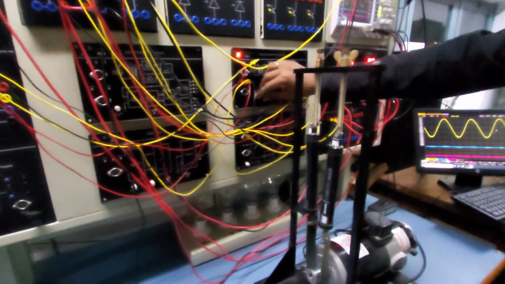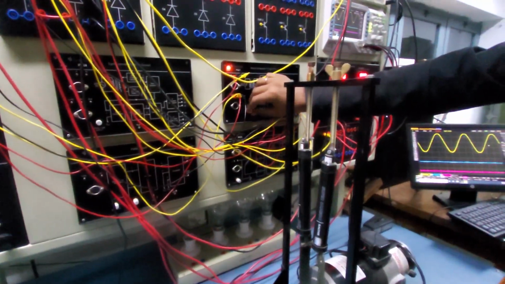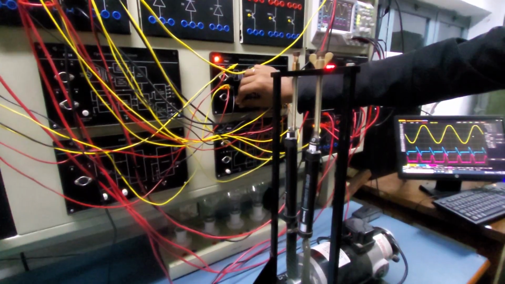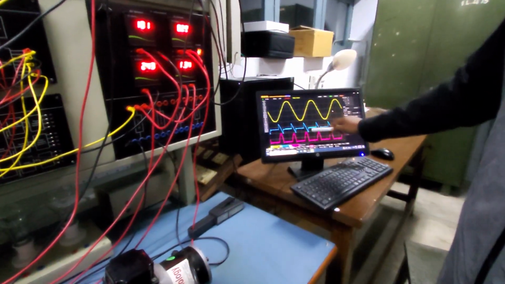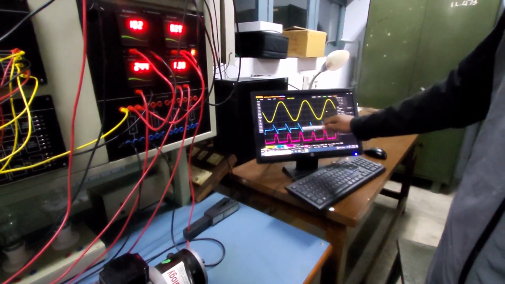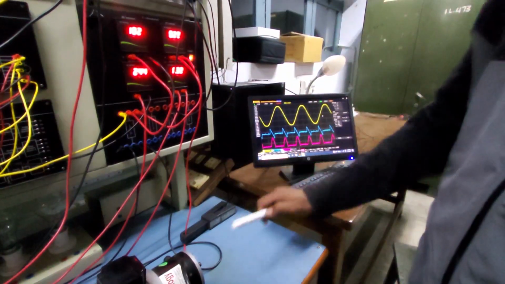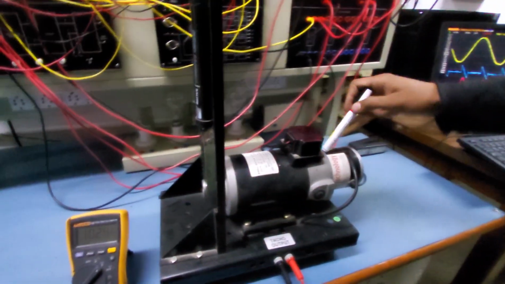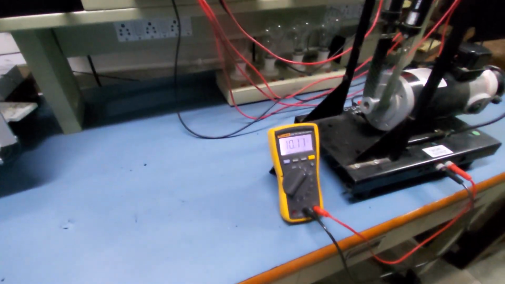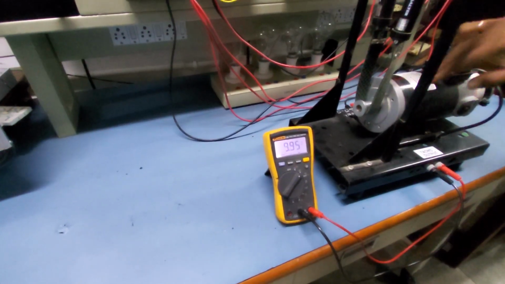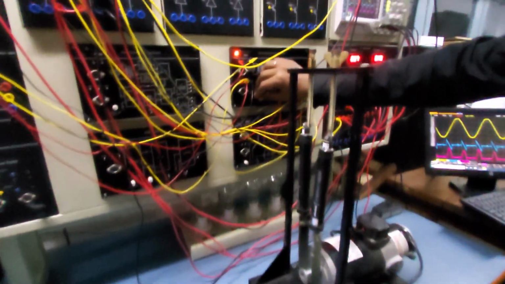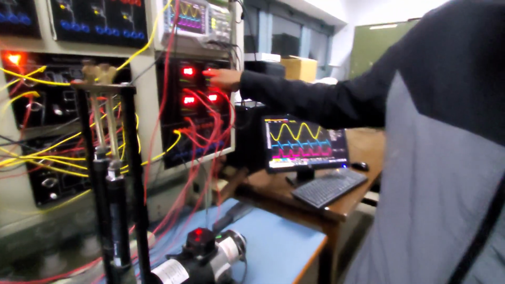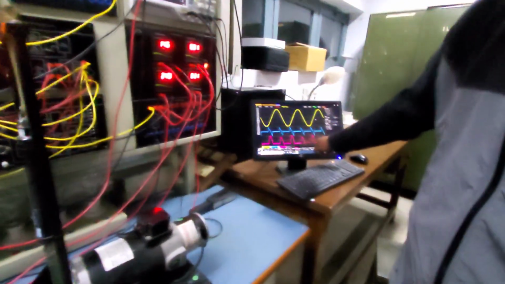Now I just increase my firing angle. As you see here, we get a discontinuous current waveform. Due to this current, the voltage goes negative because we have an RLE load. Similarly, here you can see we get 10 volt, so the motor is rotating at approximately 1000 rpm. Now I increase my firing, so current as well as voltage are both increasing, and I get a waveform like that.